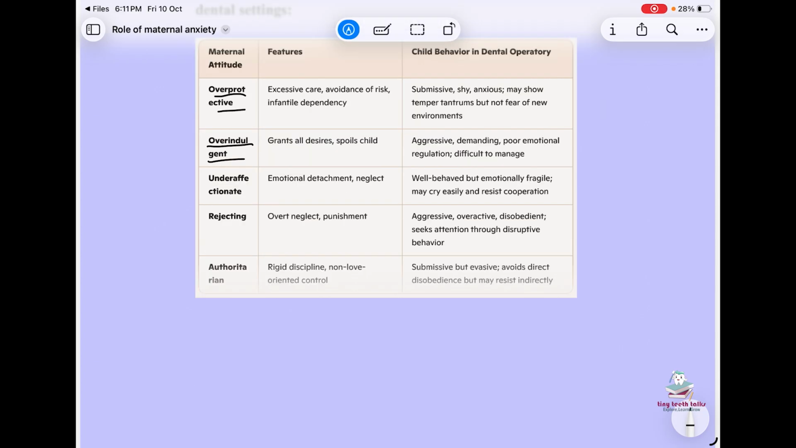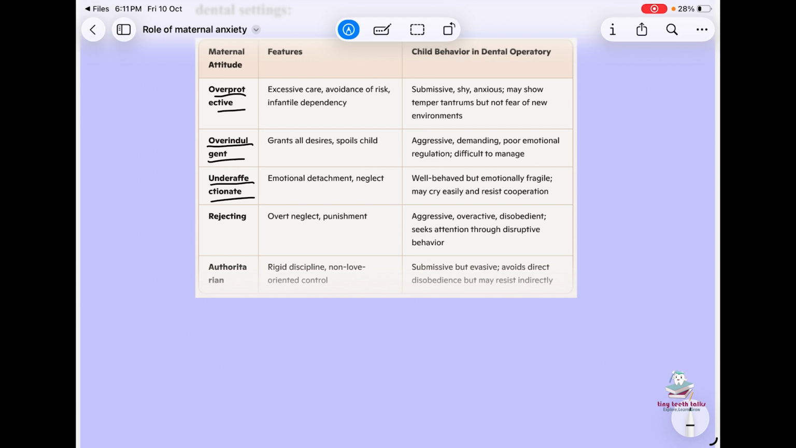If the maternal attitude is underaffectionate, there will be emotional detachment and neglect. Emotionally distant, not very loving or involved mother, and the child might be well behaved but emotionally fragile, may cry easily and resist cooperation. So the child may behave well but is emotionally sensitive. They might cry easily and not cooperate much.